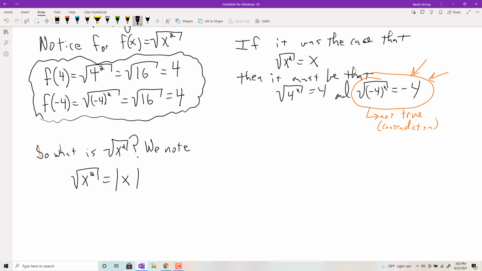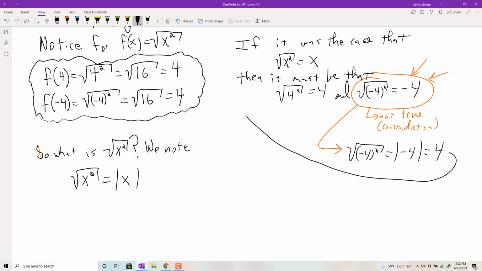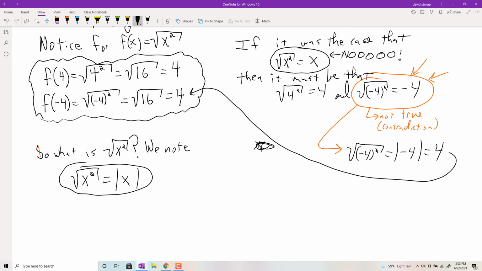Okay, we don't have to worry about that, because with this new definition, we note that in actuality, the square root of negative 4 squared is equal to the absolute value of negative 4, which is equal to positive 4, which is what we believe to be the answer back here. So, long story short, the square root of x squared is not x. Okay, so this is no. No. Okay. This is it. Yes.